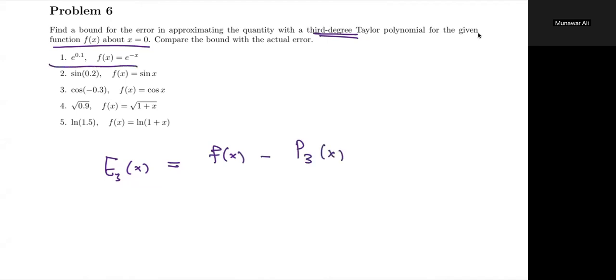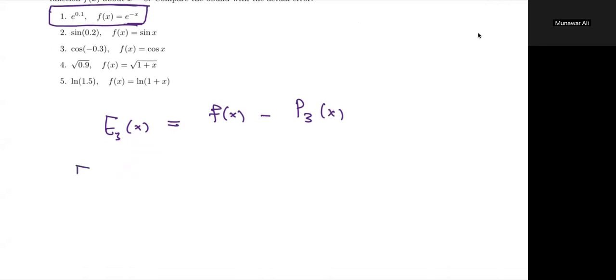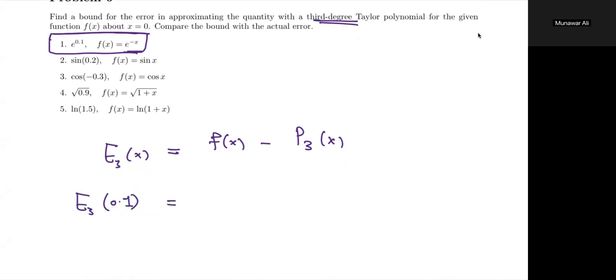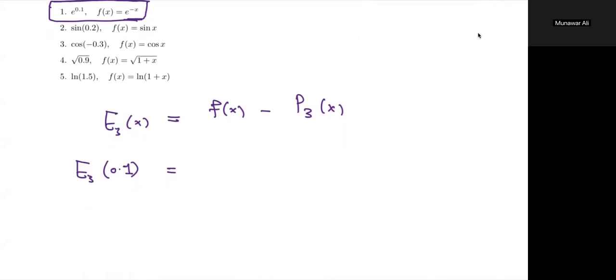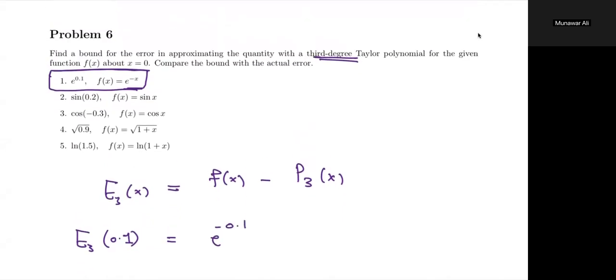So if you pick this problem, or maybe you pick any other problem, E3 evaluated at 0.1 is equal to the value of the function, which is e to the negative 0.1. But I think there's a discrepancy in these two. This is e to the negative x and this is e to the 0.1.